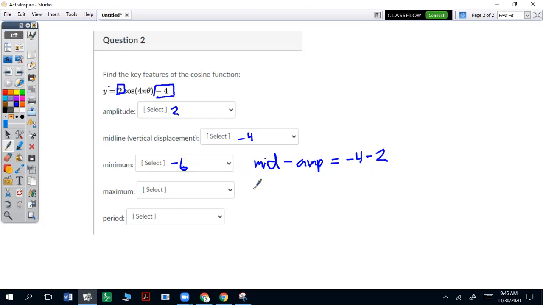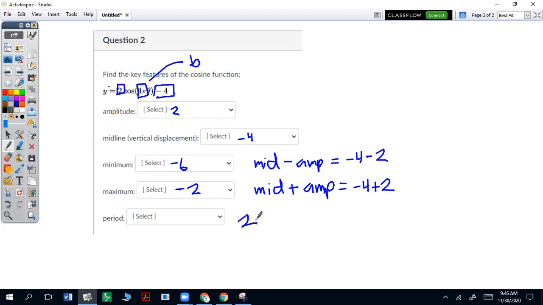Your maximum is your midline plus your amplitude. -4 plus 2, -2. And then your period is 2 pi over your frequency. Frequency is 4 pi. So that's your b value.